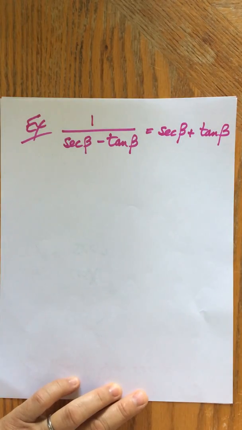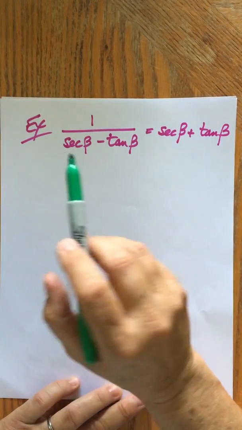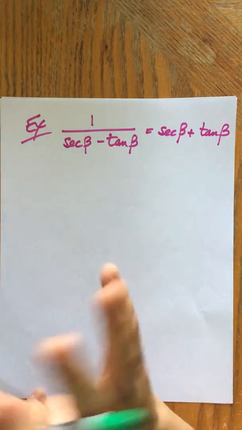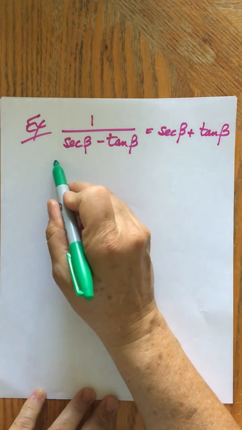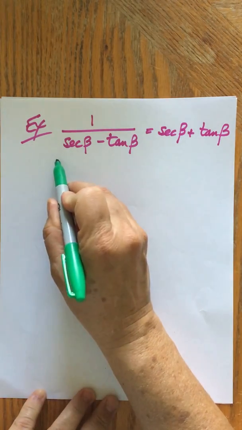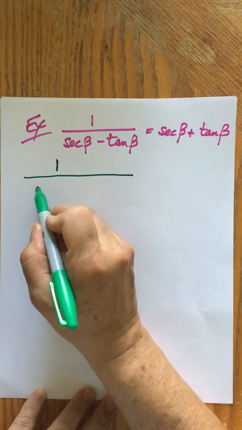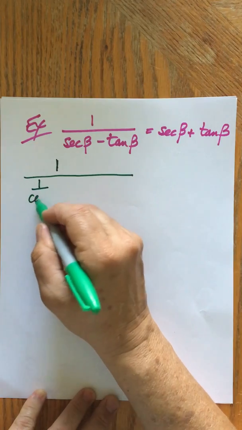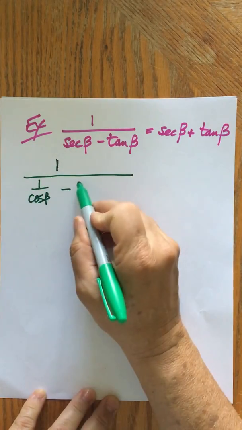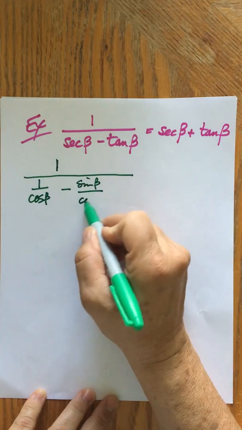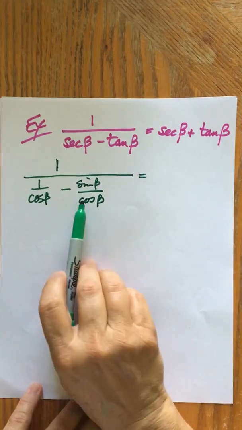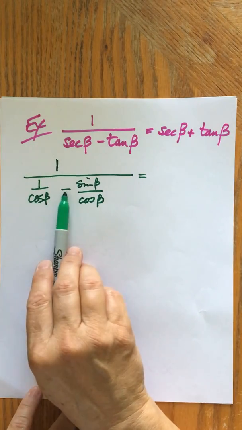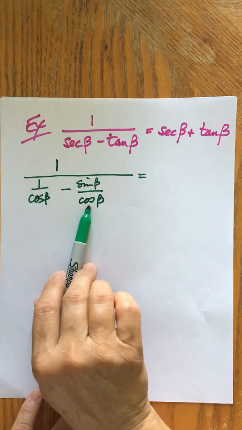Now, over here, I'm going to work with this side. It's more complex, and it's going to give me something to work with. So I'm going to express this in terms of sines and cosines. So I'm going to have 1, let me put this really big, there we go. Now notice I exaggerate this so I really know that this is all in the denominator. So I have 1 over cosine beta minus sine beta over cosine beta. Right. Now, the nice thing here is I get to already subtract these because they have the common denominator.